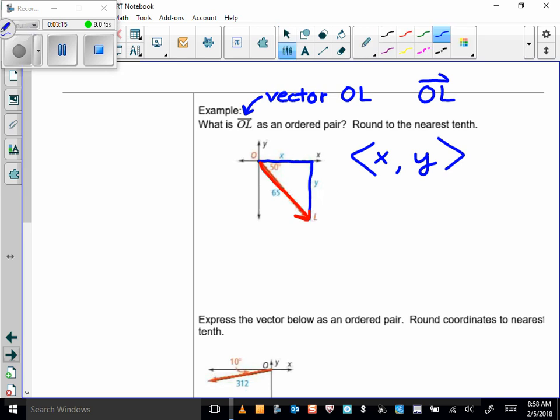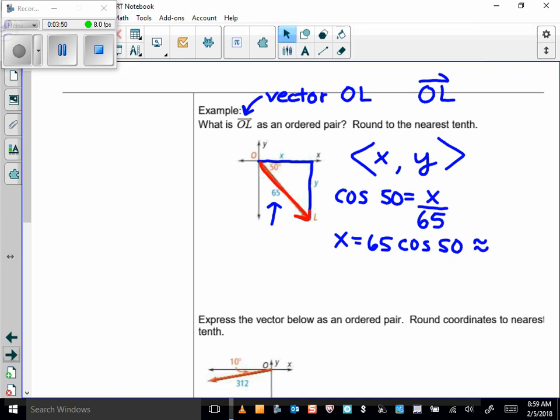Well, I know the angle measure associated with that vector. I know the magnitude of the vector is 65. So, I think I got to use trig here, right? And I know that related to the 50 degrees, x is the side adjacent. So I'm going to say cosine 50 equals side adjacent over hypotenuse. So x is going to be 65 cosine 50. And it said round to the nearest tenth, so we're going to do that.